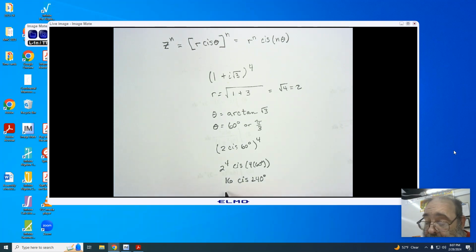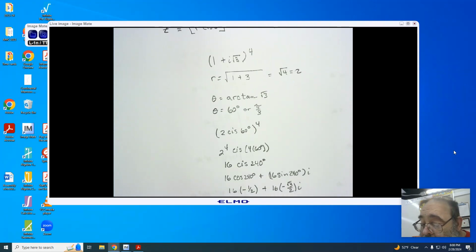In order to find it in rectangular form, I would then do 16 cosine of 240 degrees, plus 16 sine 240 degrees, quantity times i. And using my calculator, or just recognizing that I have the cosine of 240, which is -1/2, and I have plus 16 times -root 3 over 2 times i. This gives me -8, and I have minus 8 root 3 i.